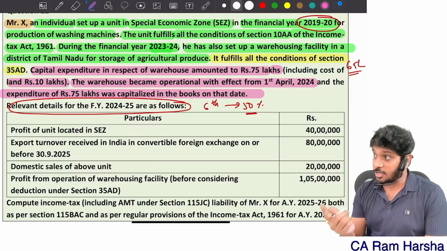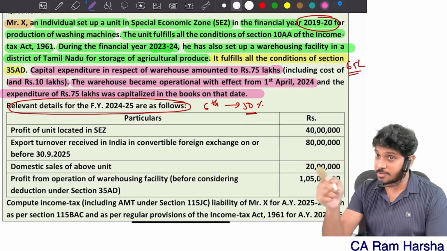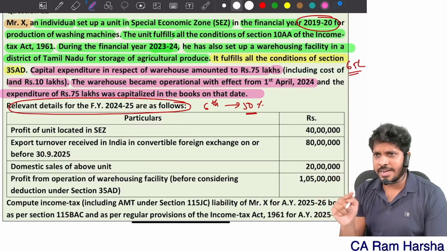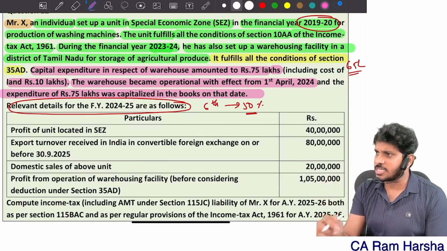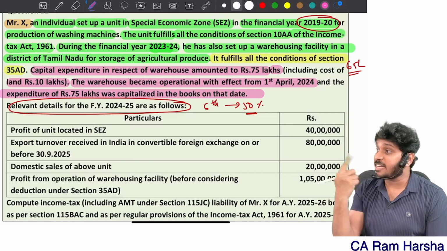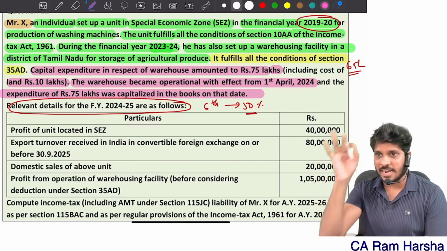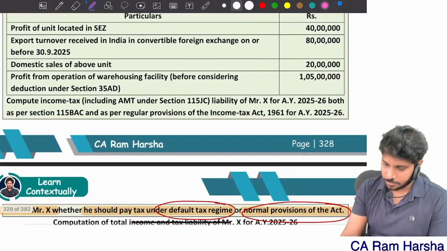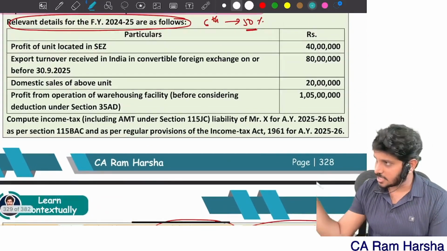Prior to the commencement of business, 75 lakhs was incurred. You can still claim the deduction, provided on the opening date of the business, the capital expenditure is capitalized in the books. The condition is also satisfied. He can claim the 35AD deduction. Yes or no? Next, they have given some details.